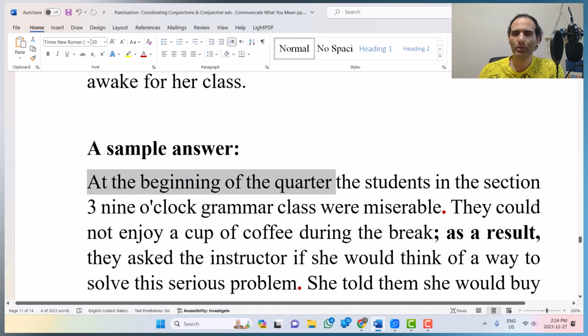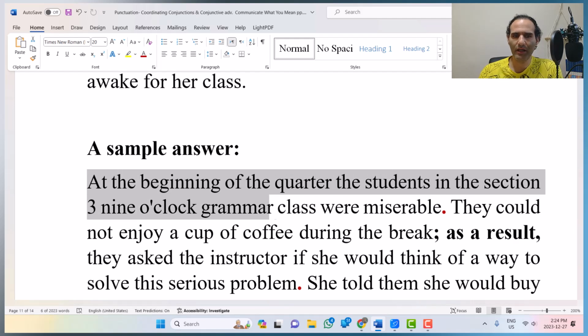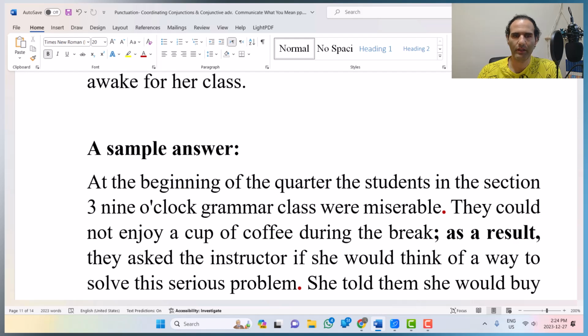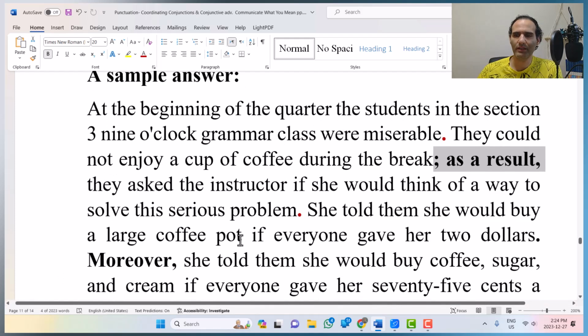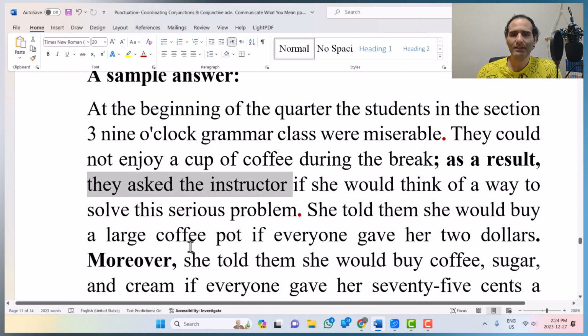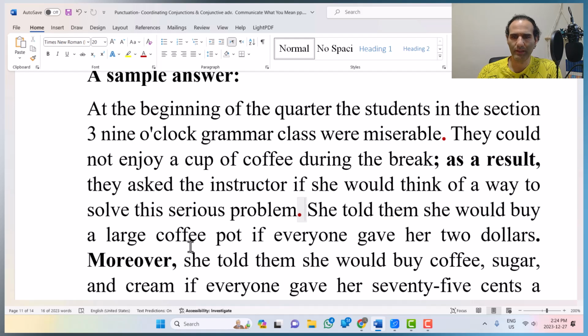At the beginning of the quarter, the students in the section 3 9 o'clock grammar class were miserable. Period. Independent clause 1 finished. They, capital T, could not enjoy a cup of coffee during the break. As a result, therefore, consequently, any of them. They asked the instructor if she would think of a way to solve the series problem. Period. She told them she would buy a large coffee pot if everyone gave her $2.